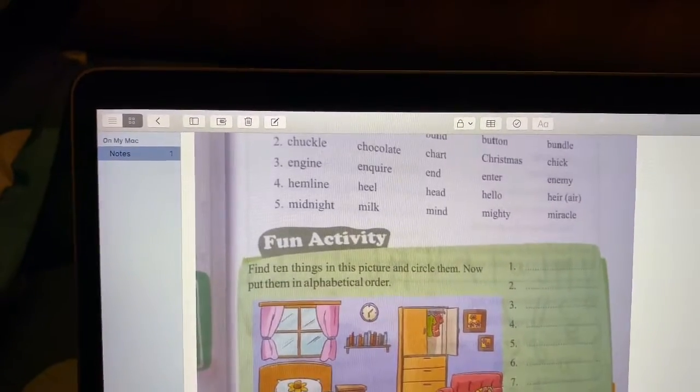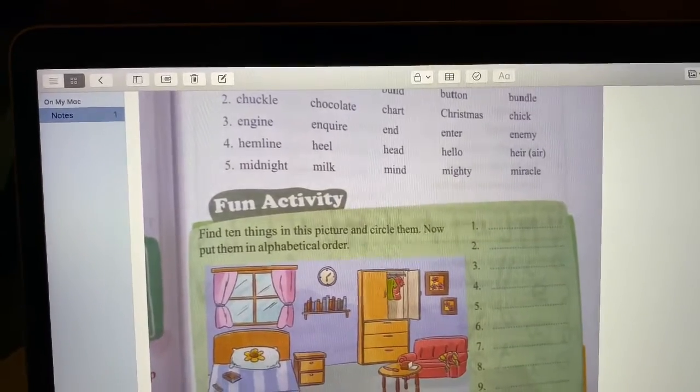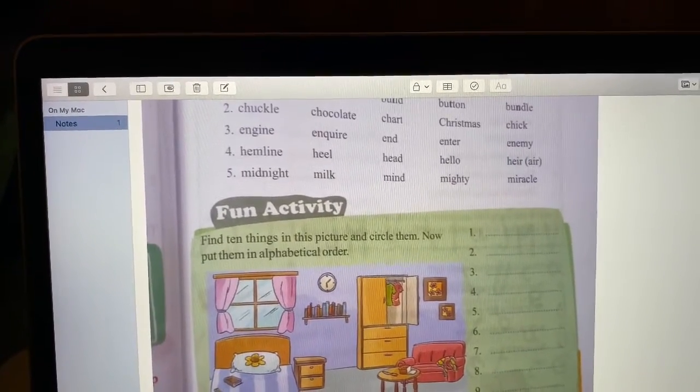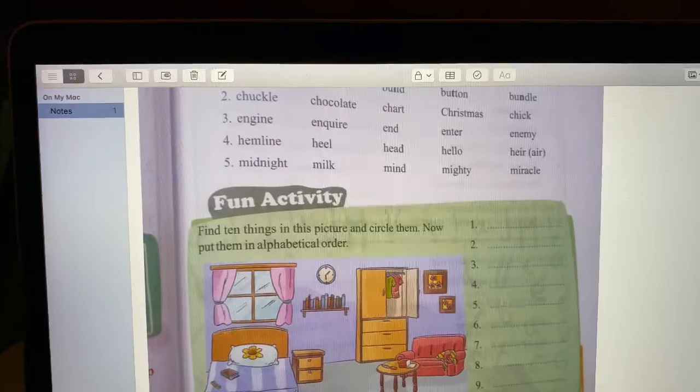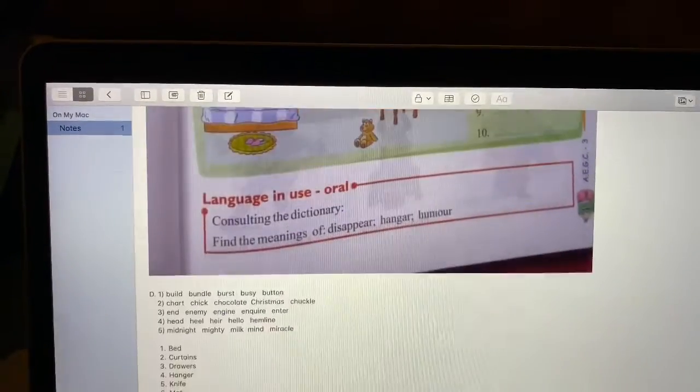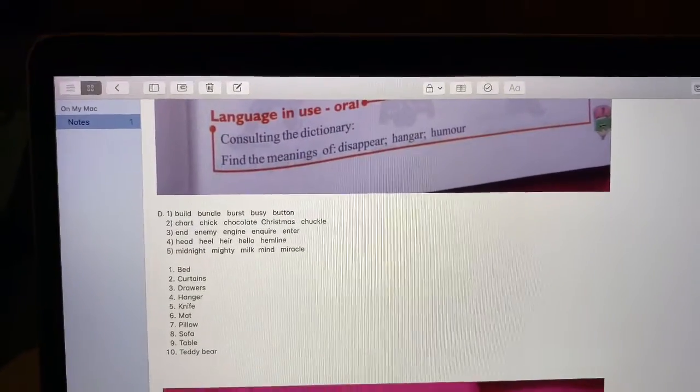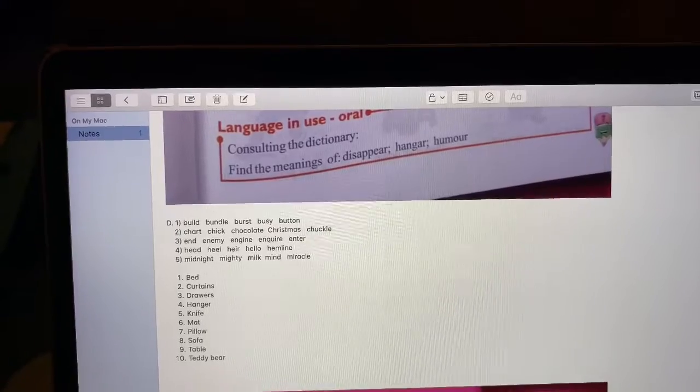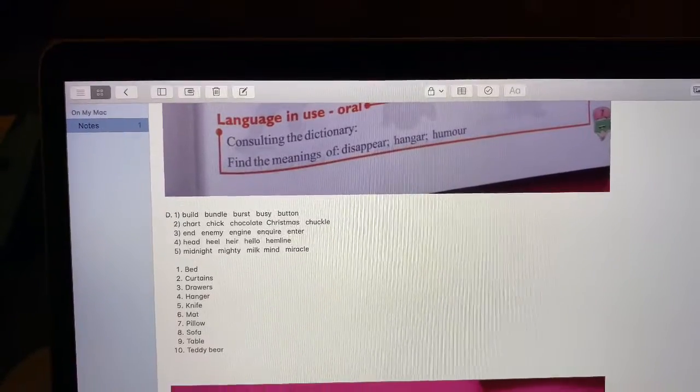Going back to the fifth one, you have midnight, milk, mind, mighty and miracle. Once you put these in order, it's going to be midnight, mighty, milk, mind and miracle.